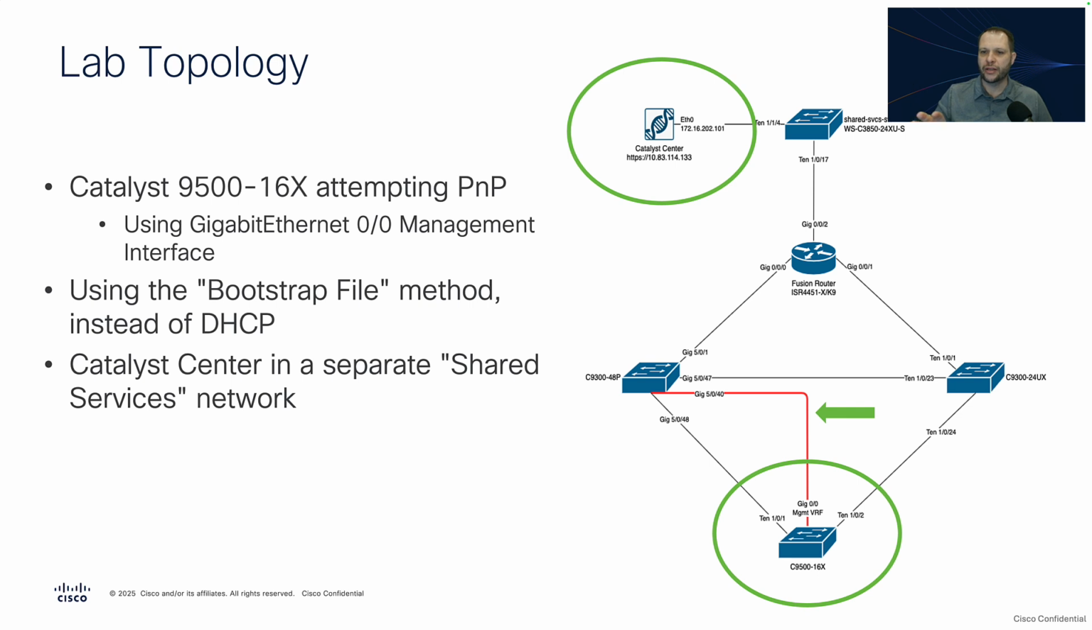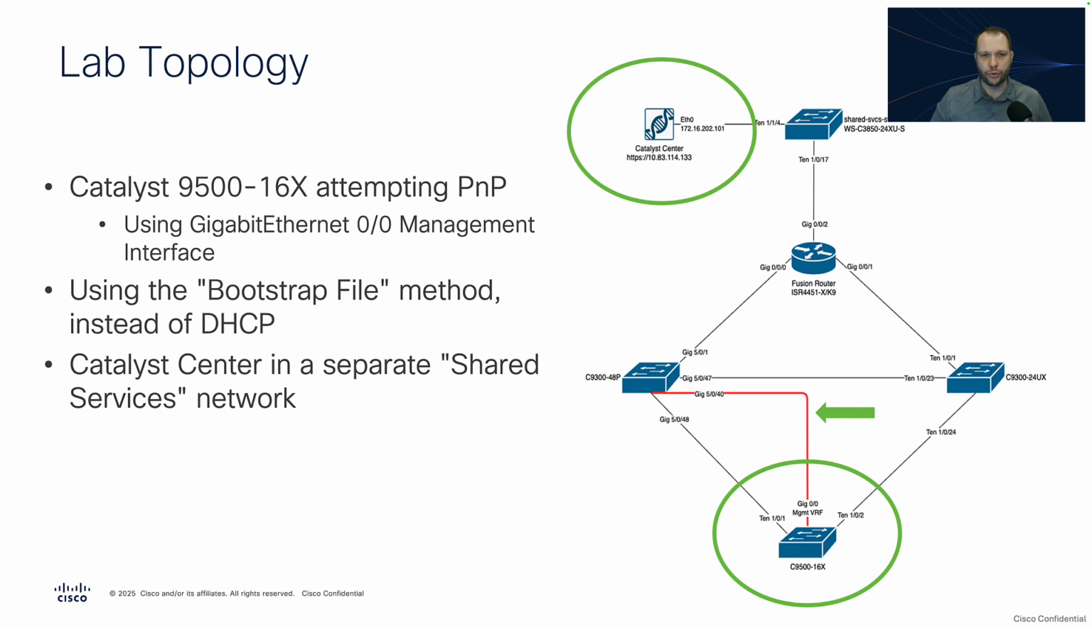All right, next let's talk briefly about what this lab topology will look like for this demonstration. So on the right is a drawing of what our lab topology looks like, and our Catalyst Center server is in a shared services network that's a separate layer 3 network from where our device is that's being onboarded. For onboarding here, we're going to be using a Catalyst 9500-16X switch, and we'll be attempting plug-and-play discovery using the Gigabit Ethernet 0/0 management interface.